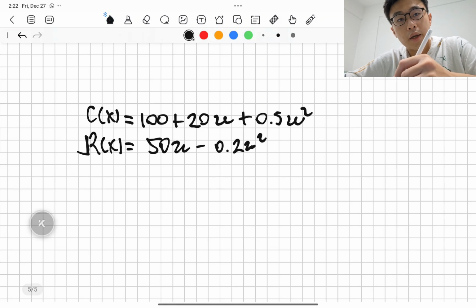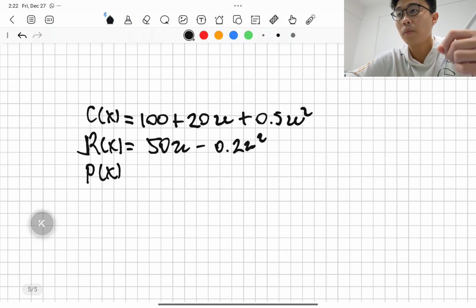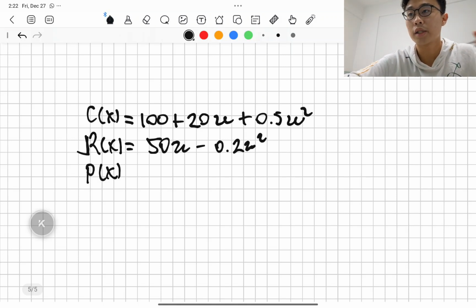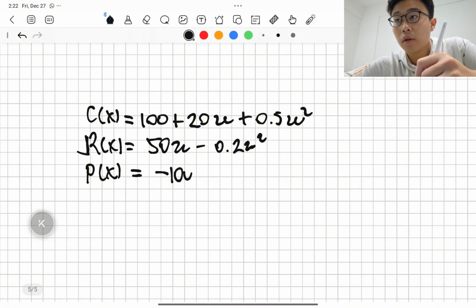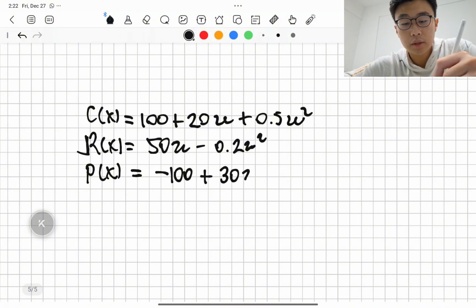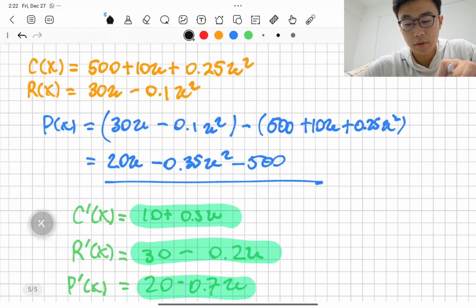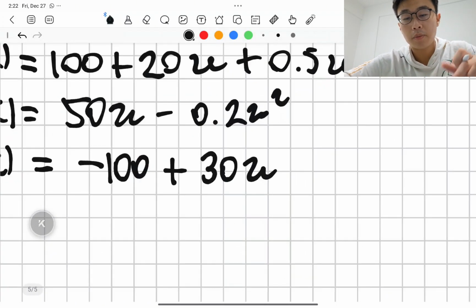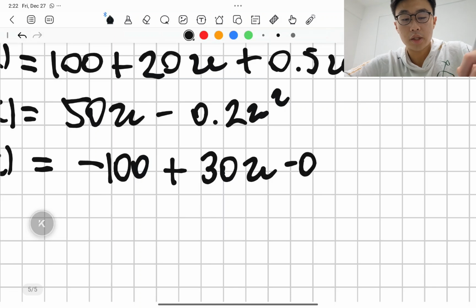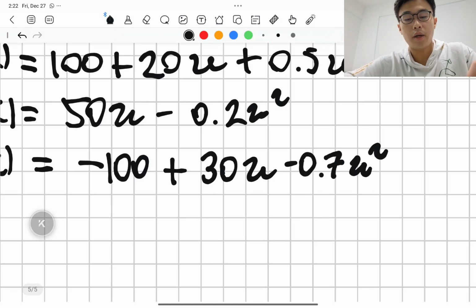In this case, we are given the profit function because we already know how to do it, so I'll just give the profit function here, which is minus 100 plus 30x minus 0.7x squared.